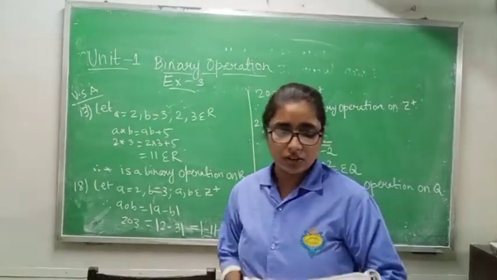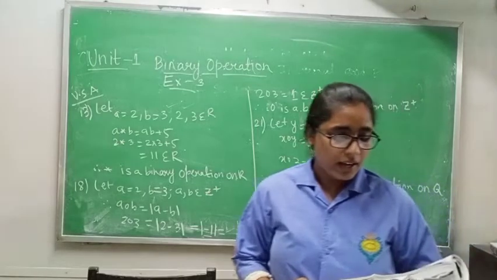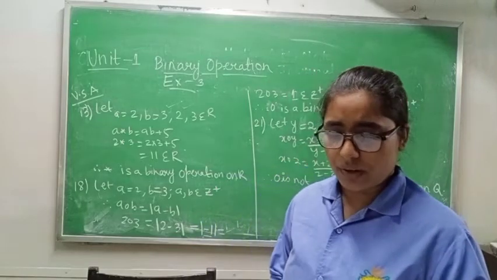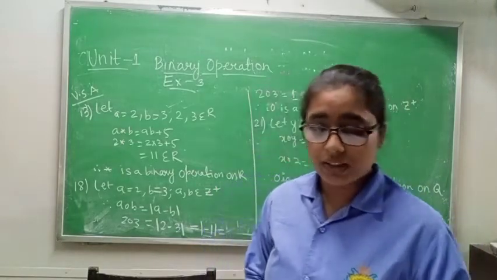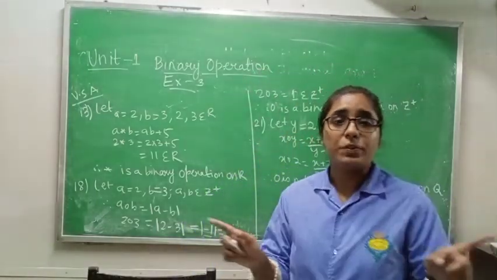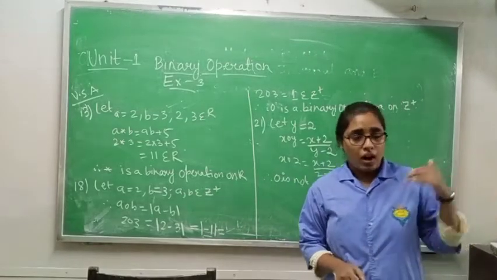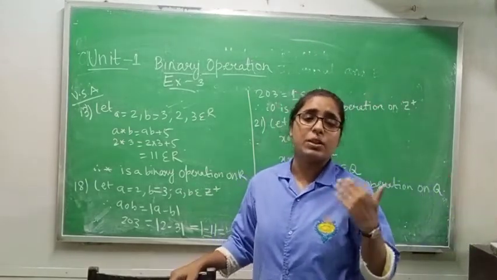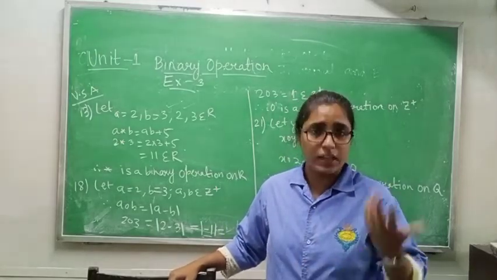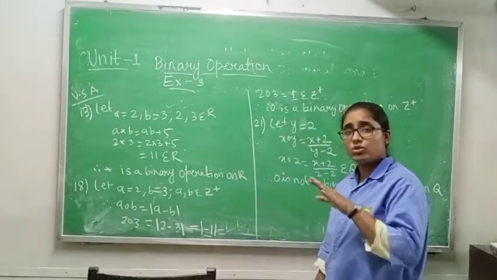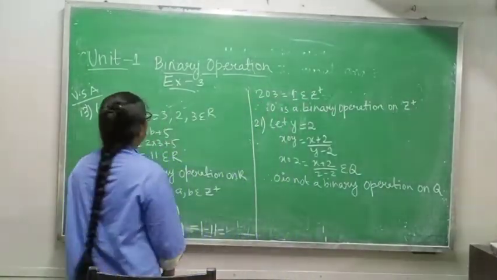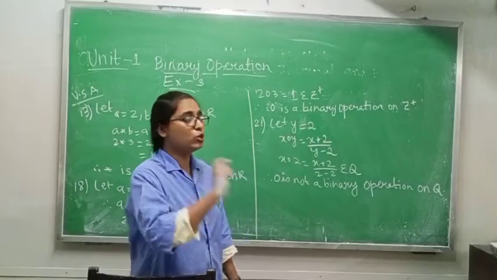Prove that the operation circle on Q defined by x circle y equals x plus 2 by y minus 2, for all x, y belongs to Q, does not represent a binary operation on Q. Now we have to prove that it is not representing a binary operation on Q. Up to the last question, in all questions it was a binary operation on Q, sometimes R, sometimes Z plus also. Now in this one you have to prove it is not. So you will take one value of y so that it will not belong to Q. Now which value will you take?